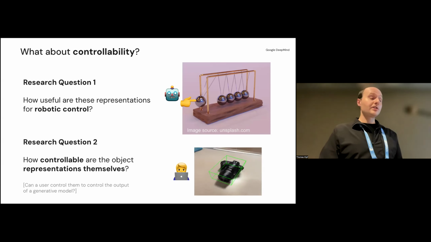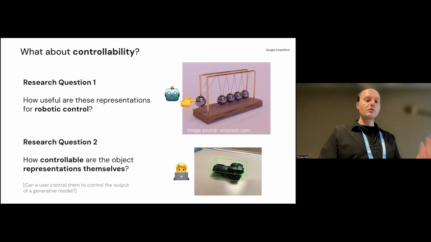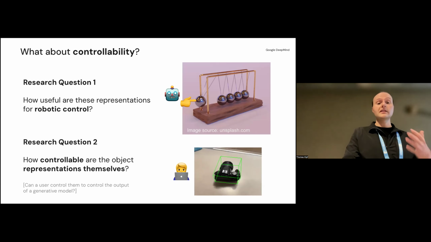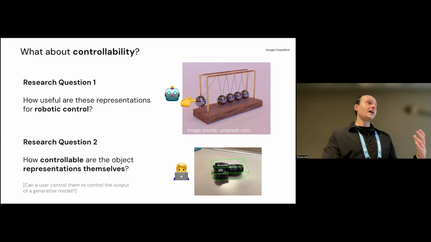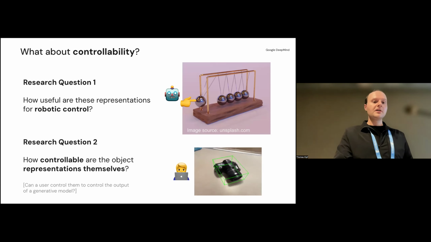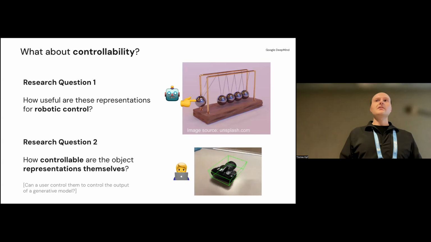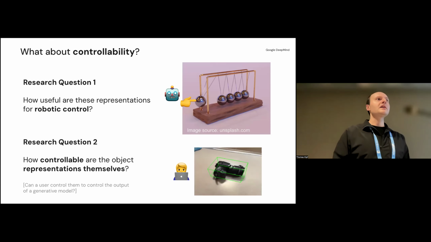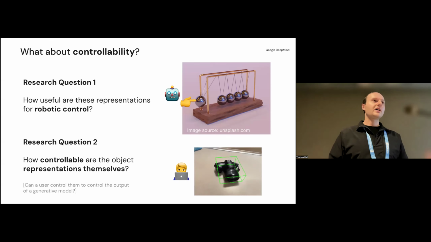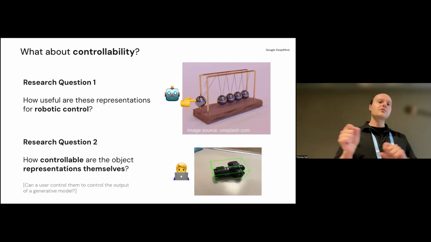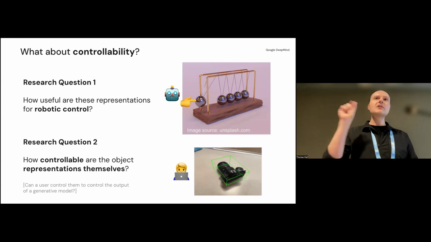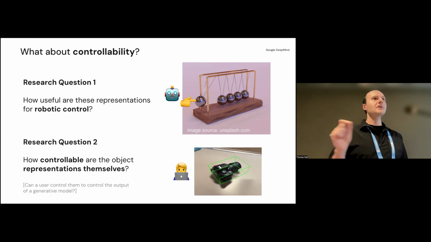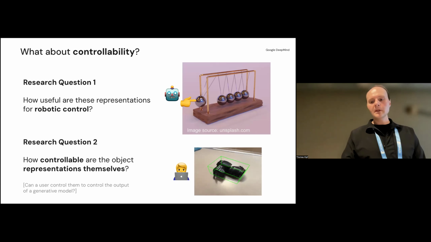And research question number 2 is how controllable are these object representations themselves? For example, can a user control them to control the output of a generative model? This becomes really relevant because generative models are getting really good. You have amazing image and video generative models, and so far we primarily control them via text or via in-painting or pixel-based control. But can we really control the underlying objects in the scene? That becomes a really relevant question.